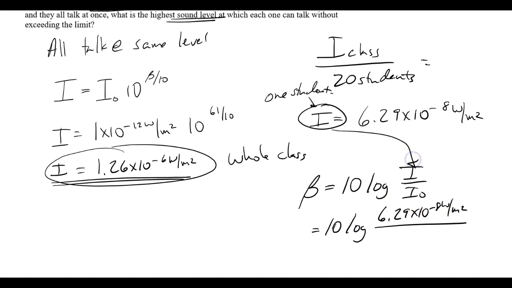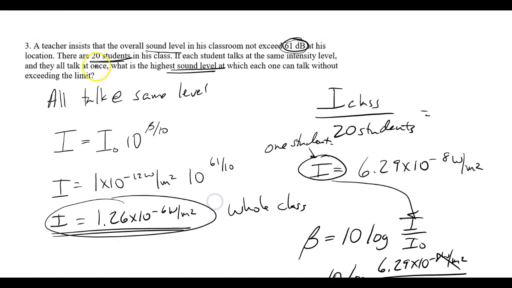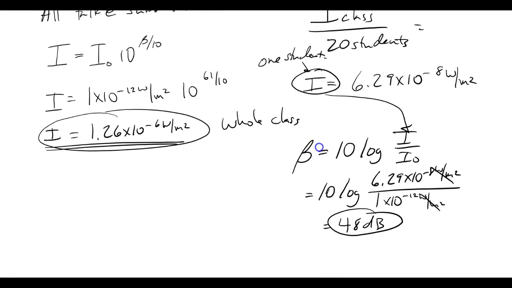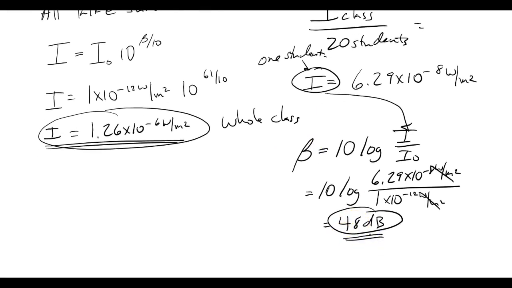all over the threshold of hearing, which is 1 times 10 to the negative 12th watts per meter squared. Those will cancel. If I plug that in, divide that by 1 times 10 to the negative 12th, then do log of that. All right, and then multiply by 10, I get about 48 decibels. So if each student talked at 48 decibels and we had 20 students, then the teacher would be able to perceive 61 decibels of sound. Okay, so this was what it would be. So if you took 48 times 20, you would not get 61.